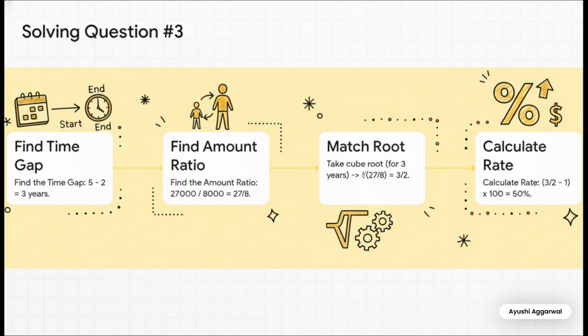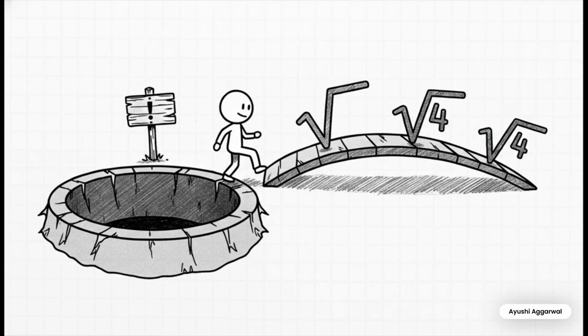And for the final step to calculate the rate, just look at step 4. We do 3 minus 1 and multiply by 100, and that gives us 50%. See? No crazy formulas. Okay, trap alert. This is where SSC tries to catch you.